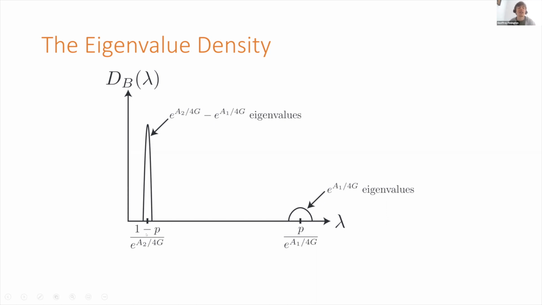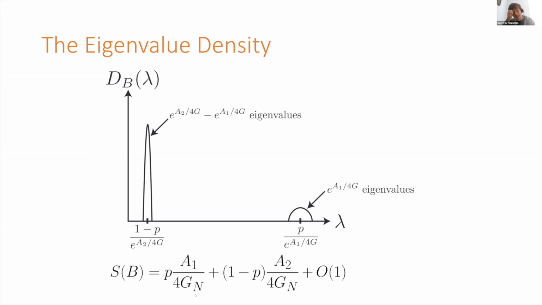The rest of the eigenvalues are sitting way down here, okay? And so these eigenvalues are the eigenvalues that come from the thermal part of the mixture. And so again, their eigenvalue is at 1 minus p times e to the minus a2. Okay, so the thermal eigenvalue is e to the minus a2, but the probability of having them was only 1 minus p. So we have these two peaks. We can then very easily integrate to get the von Neumann entropy. And we find indeed that it's just p times a1 plus 1 minus p times a2 plus some small correction.